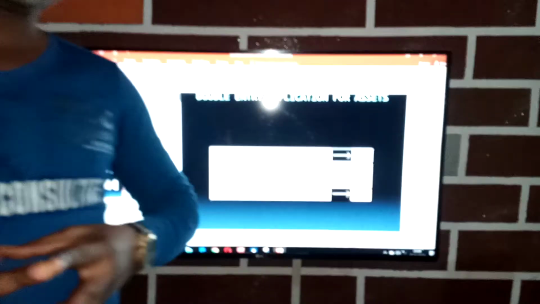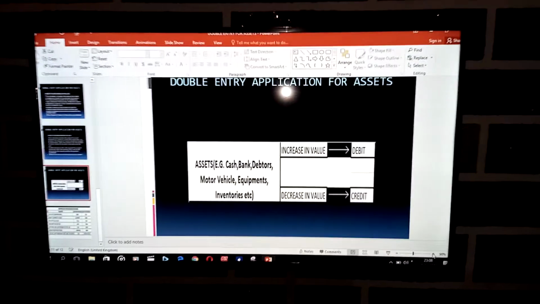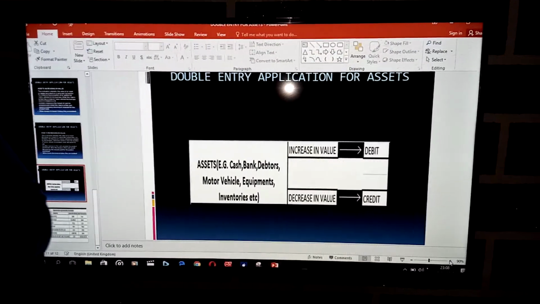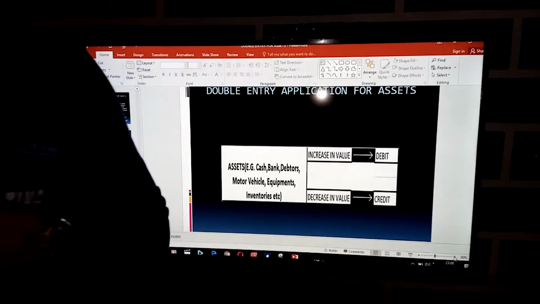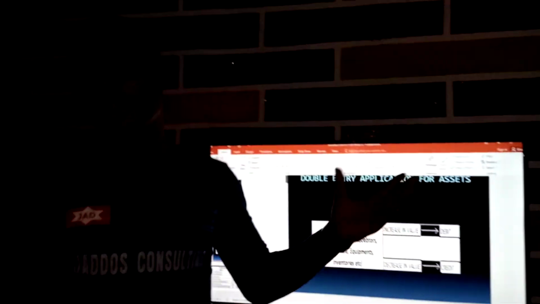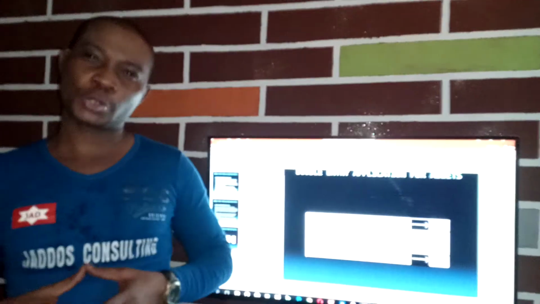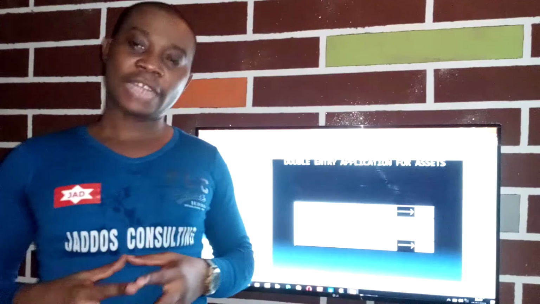And then I talked about an asset either increasing in value or decreasing in value. I said when assets increase in value, they are debited. When they decrease in value, they are credited. And now that's the summary of the class. So I will encourage you to pick up transactions, identify the assets in them, see if they are increasing in value or decreasing in value.